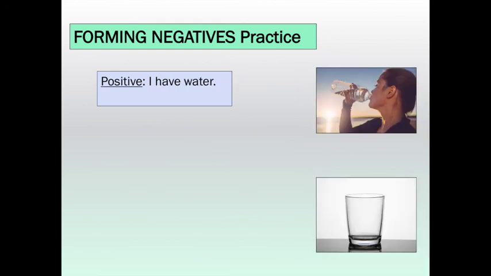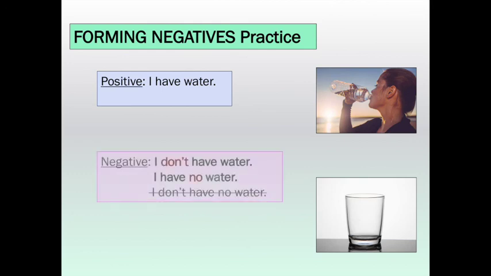The positive sentence: I have water. For negative, we could say, I don't have water. I have no water. Either one works, but you cannot use the double negative. Do not say, I don't have no water, because you should not use two negative forms in the same sentence.